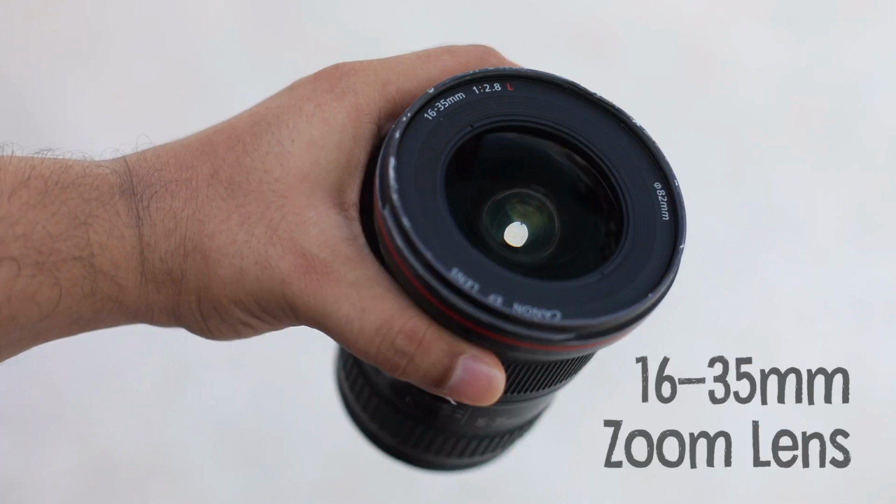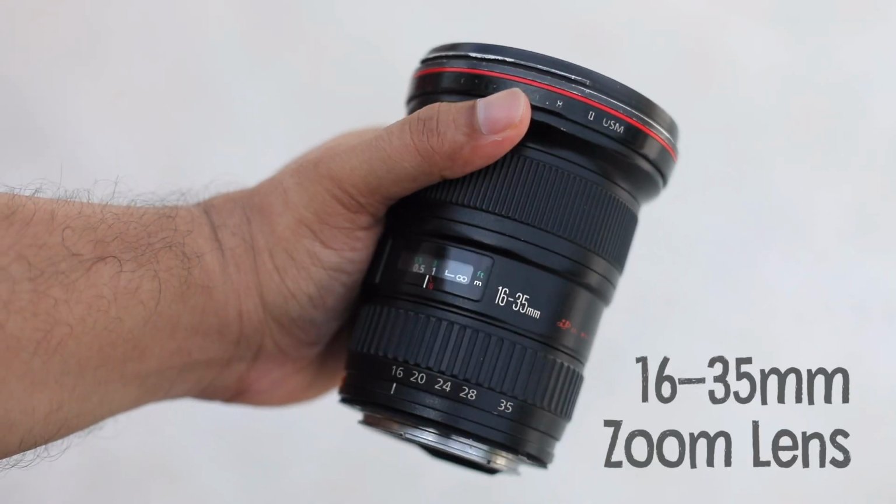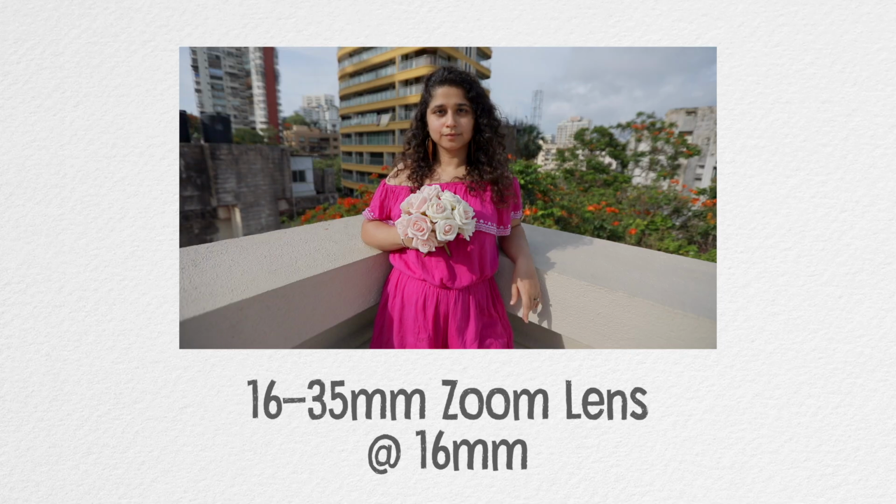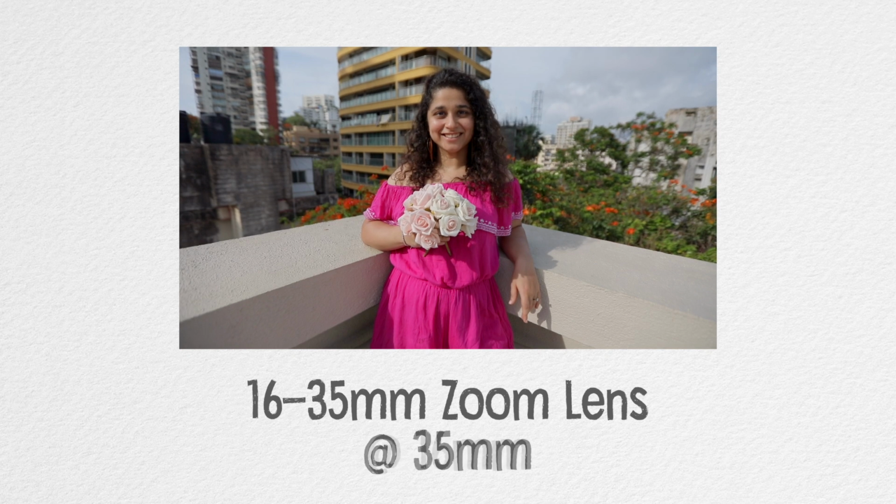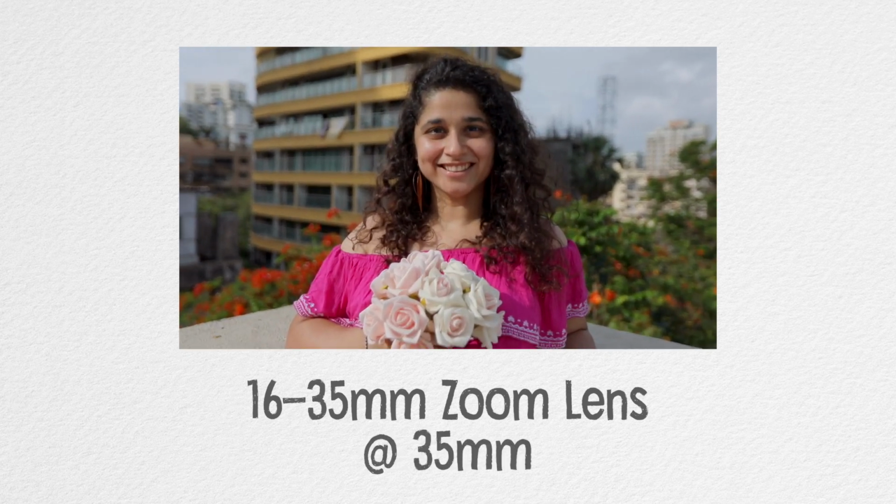Here's a 16 to 35mm ultra-wide-angle zoom lens. At 16mm, it establishes its ultra-wide angle of view. Zoom into 35mm and the distortion is visibly reduced. We see the subject slowly separate from the background as the depth of field begins to get mildly shallow.